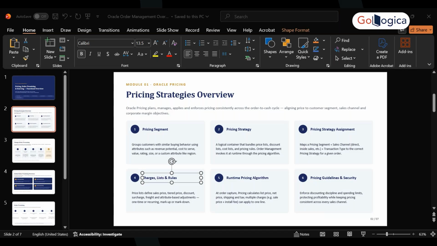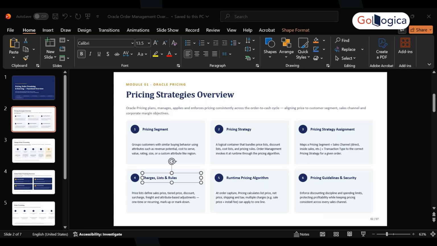Next one is our price list and pricing rules. This component stores the standard selling price of the product, in which for every item sold by the organization, Oracle maintains its base selling price in the price list. However, the business rarely sells the products at only one fixed price. Additional pricing adjustments may be included.